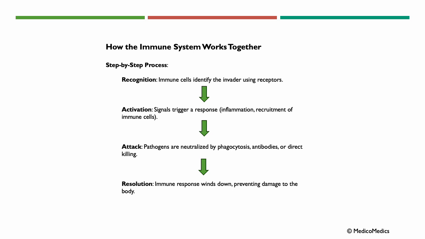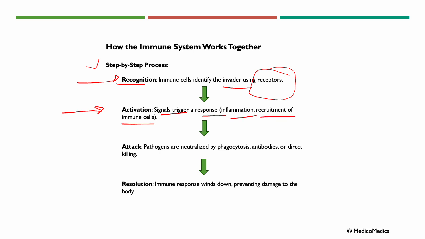So how the immune system works together. Let's look at a step-by-step process. First, we have recognition. Immune cells identify the invader using different receptors. That then leads to activation, so signals trigger a response. Inflammation, which is where the recruitment of immune cells occurs. Then we have the attack, so pathogens are neutralized by, for example, phagocytosis from our macrophages or antibodies from our B cells, or through direct killing.